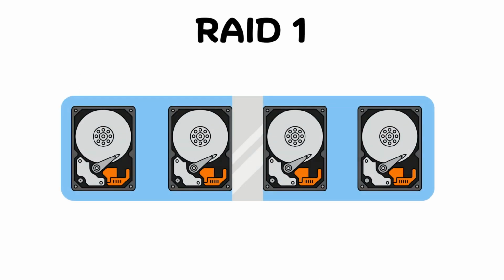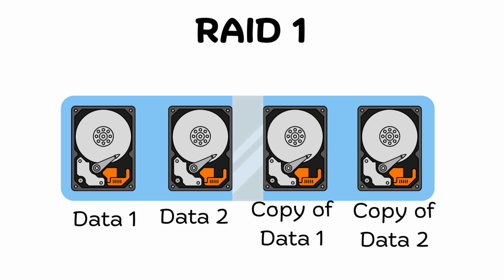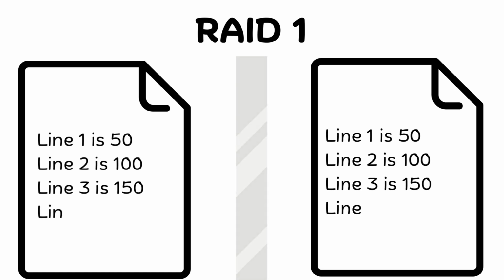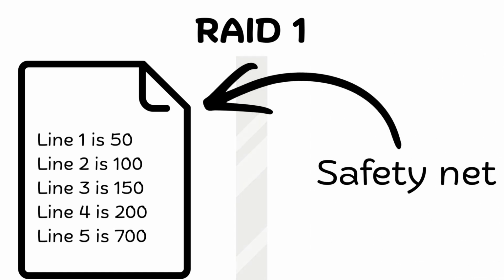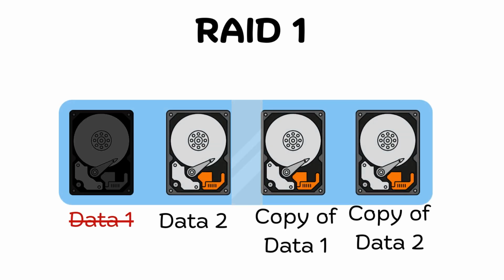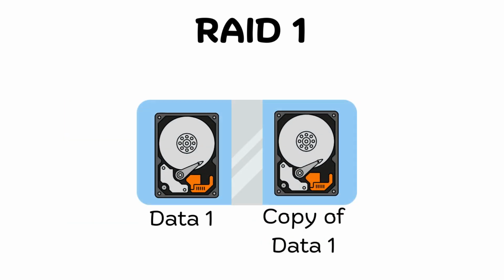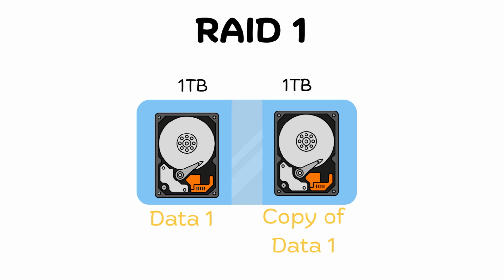If you want protection, you can use RAID 1. Instead of splitting data across the drives, RAID 1 mirrors it. That means the same data is written to two hard drives at the same time. Think of it as making two identical copies of a document. If one copy is lost, the other is still available. So if one drive in the RAID 1 array fails, the system keeps running and no data is lost. However, because every piece of data is duplicated, you only get half of your total storage capacity. Two 1 TB drives gives you only 1 TB of usable storage.